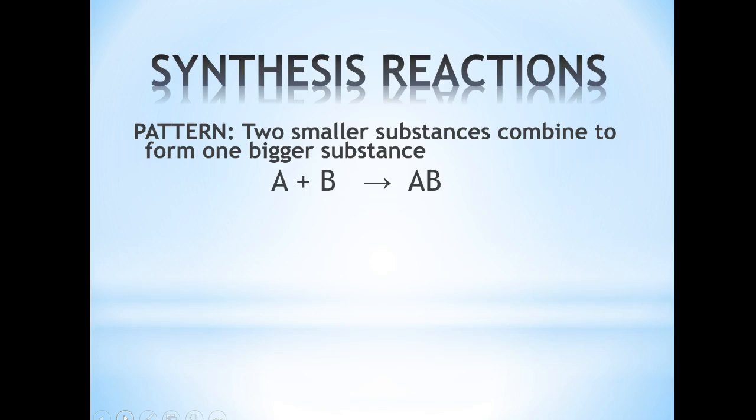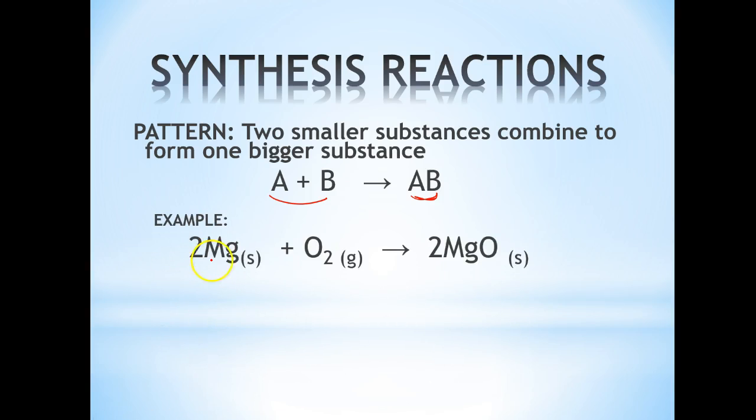And if you think about the name synthesis, it sounds like something's coming together. And that's what it is. It's two smaller things coming together to make only one thing. A lot of those examples that you guys had were things like that. I have two magnesium atoms come together with one oxygen molecule to make two magnesium oxides. Now keep in mind, those coefficients are just there to balance.